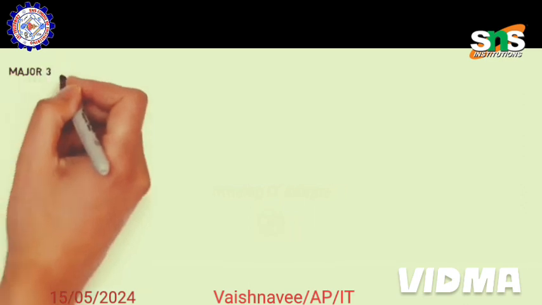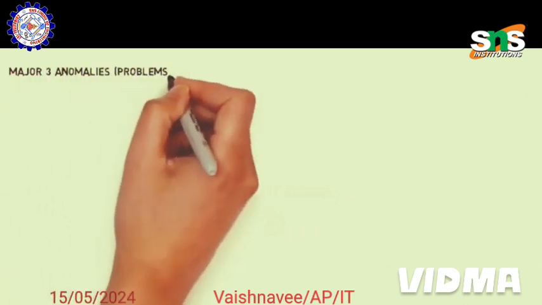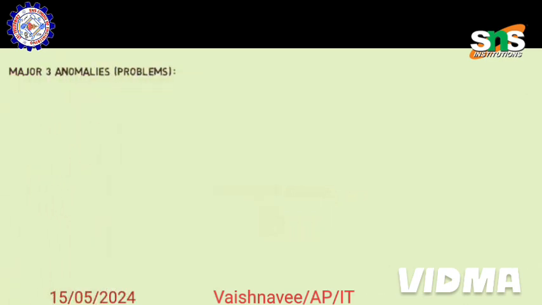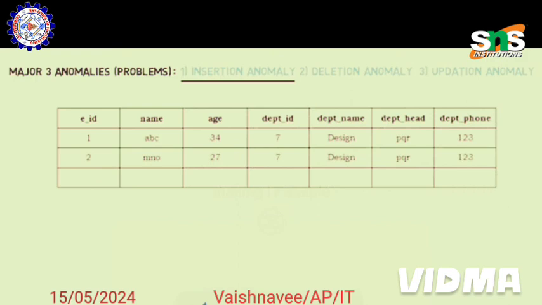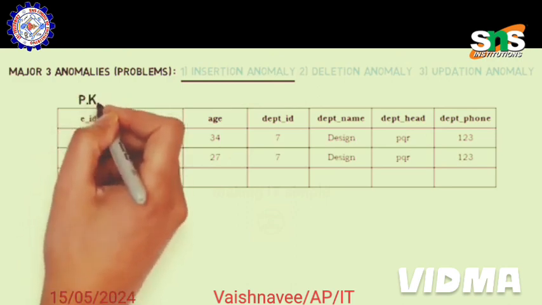Majorly, there are three problems that arise due to redundancy in a database. First one is insertion anomaly. Second, in addition to that, is deletion anomaly, and furthermore, updation anomaly. So let us consider an example: an employee table in which we have employee ID, name, age, department ID, department name, department head, and department phone. And employee ID is the primary key.